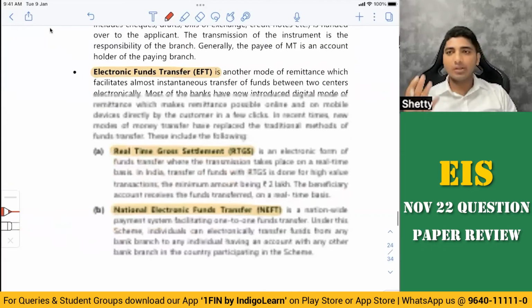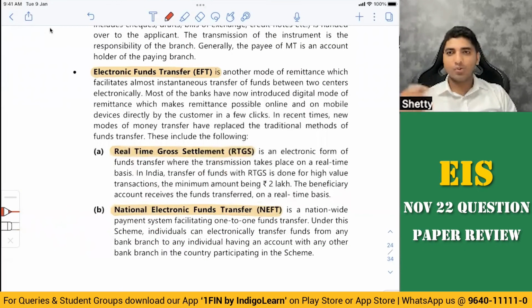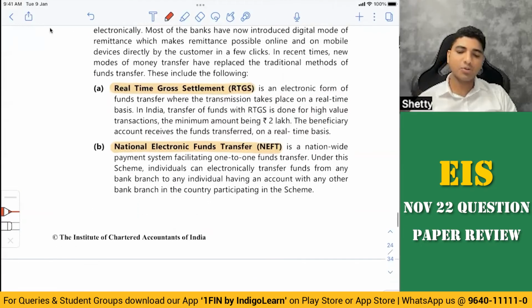What is EFT? Okay, earlier days, you would give a check and that would take its own sweet time to get it processed. But now we have electronic fund transfer where you have a net banking interface. You go there, you log in, you enter customer's details and you send the money. But there are multiple ways you can send the money. One is RTGS for bigger amount of money, that is more than 2 lakh rupees. Now you have NEFT for less than 2 lakh rupees.